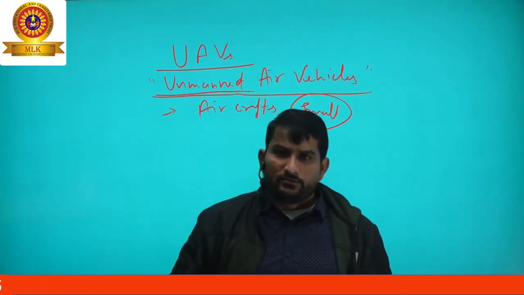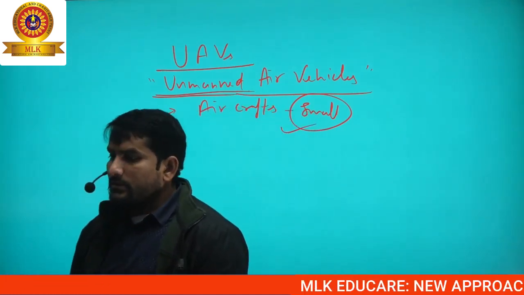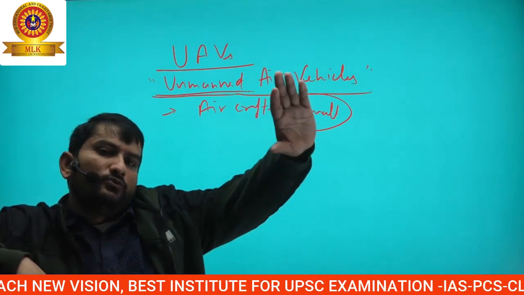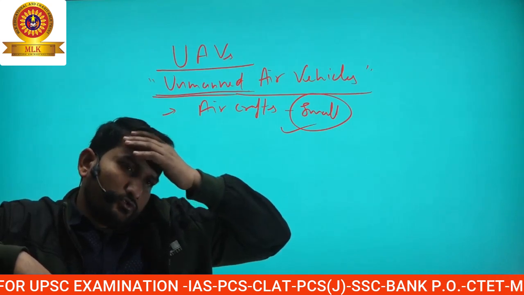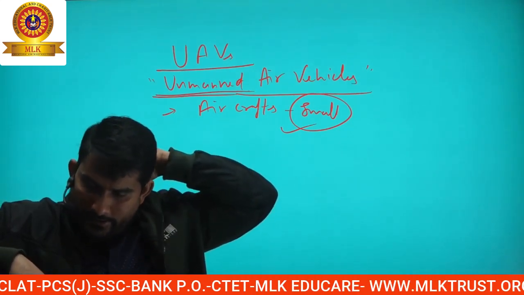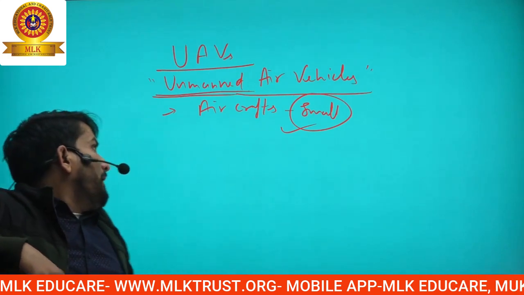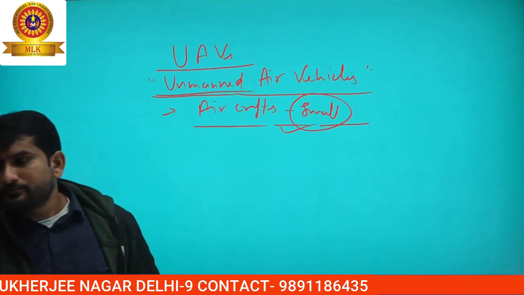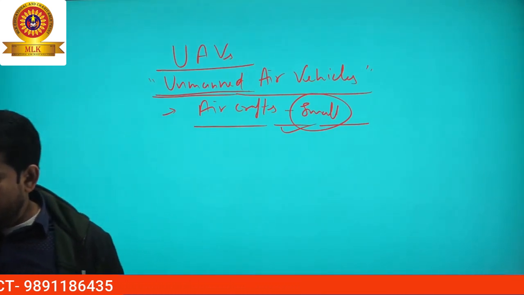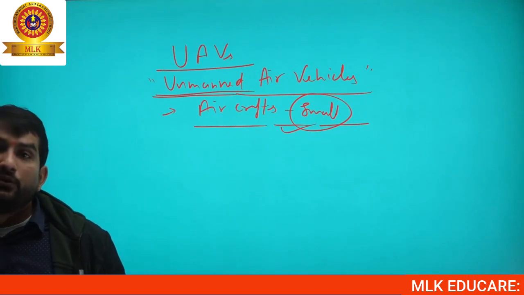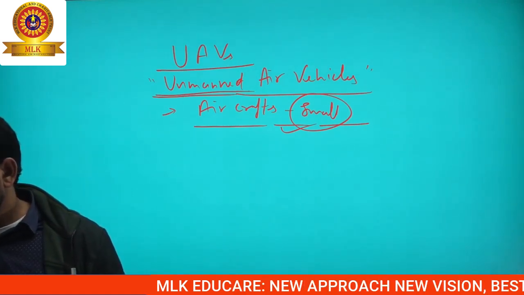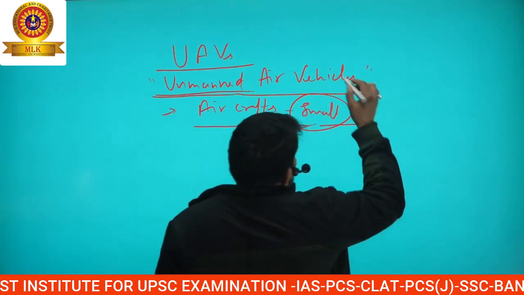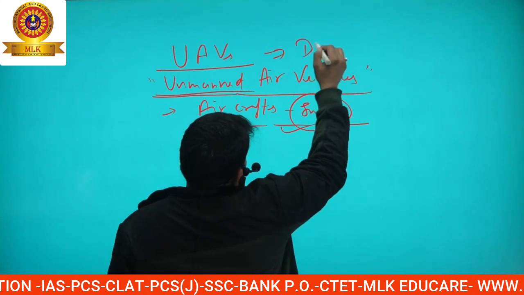appearance, like the appearance of a bird. So it will fly like a bird, and whoever observes it will think it is a bird. It can easily escape from the vision of the enemy's eyes. And these unmanned aircraft vehicles are also considered as drones.